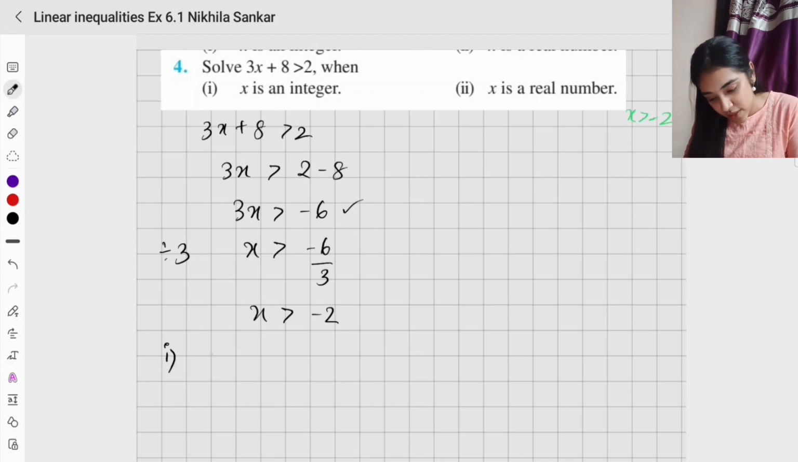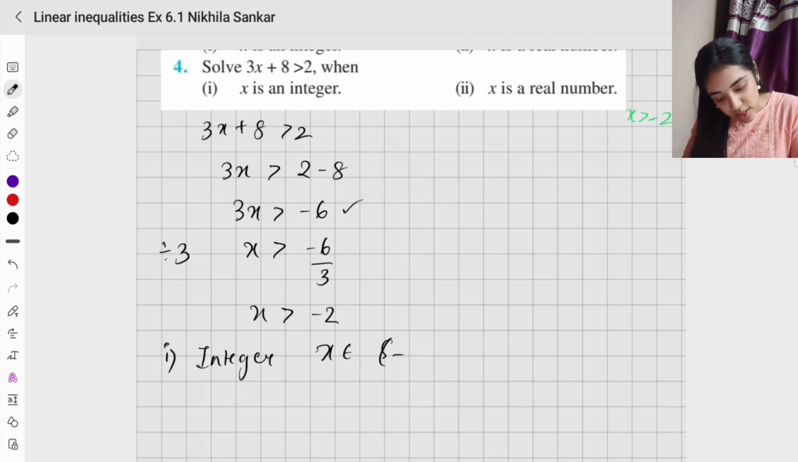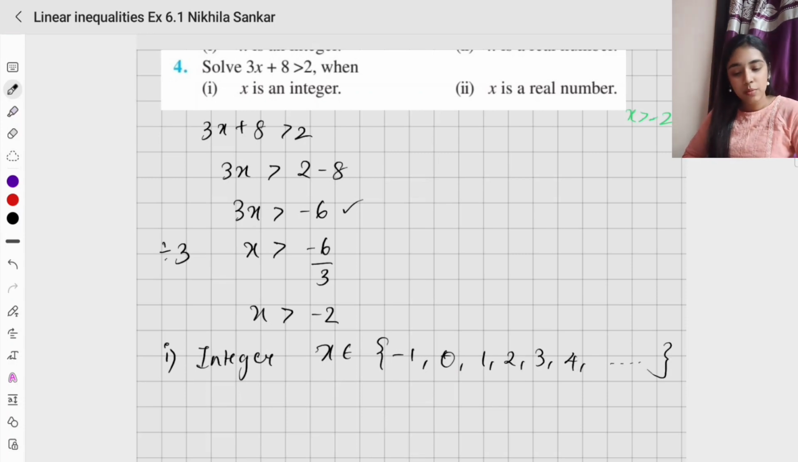So first subsection, x is an integer. If x is greater than minus 2, x is going to belong to, minus 2 is not included. So I'll have my values starting from minus 1, 0, 1, 2, 3, 4 and so on. It goes up to infinity, but only integers.